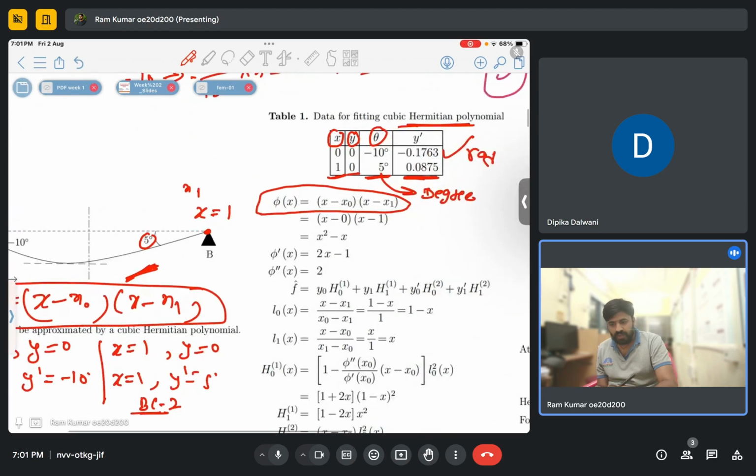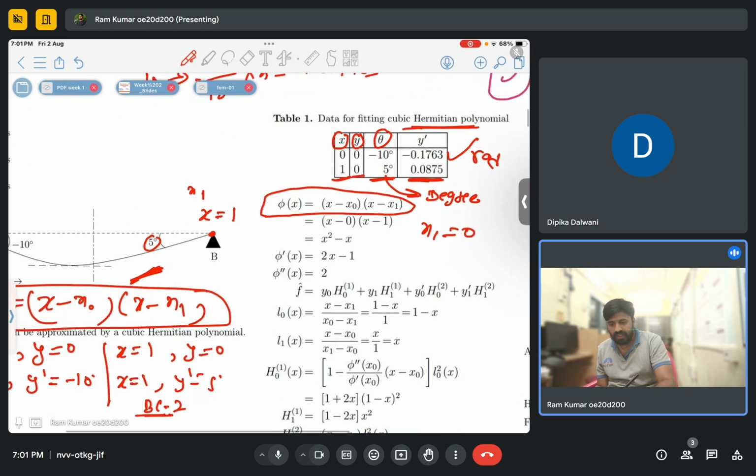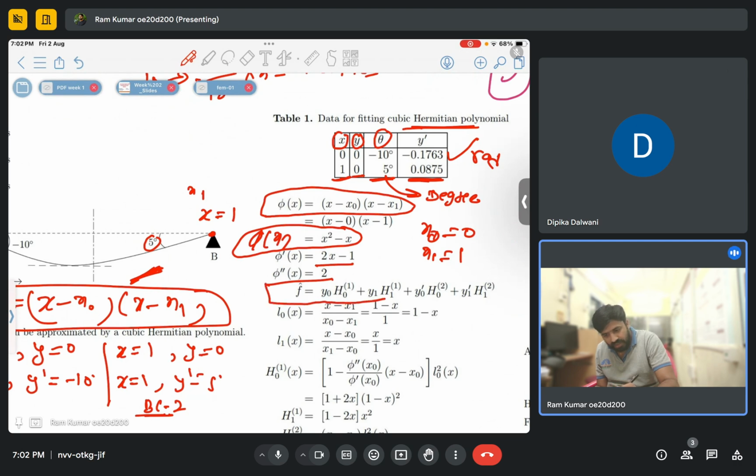If we are putting value, we are having x naught equal to 0 and x1 equal to 1. Then we will get phi x equal to x. Then phi dash will be 2x minus 1. This is phi double dash, 2. So this is the main thing: according to that cubic polynomial, we are going to fit this shape. We are saying this is a shape of the beam.